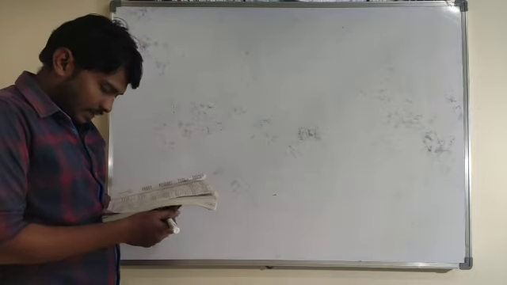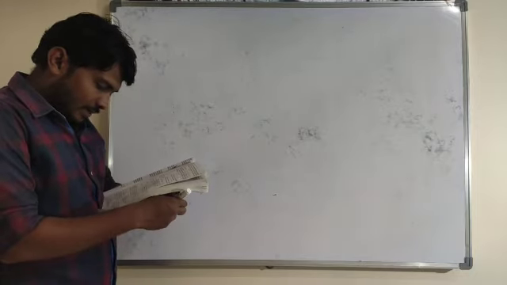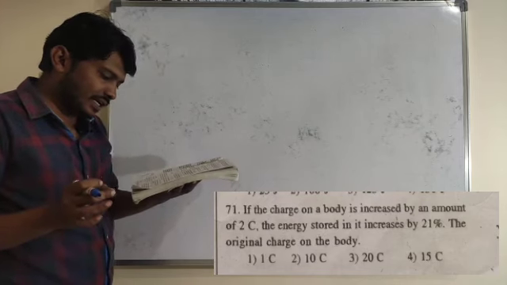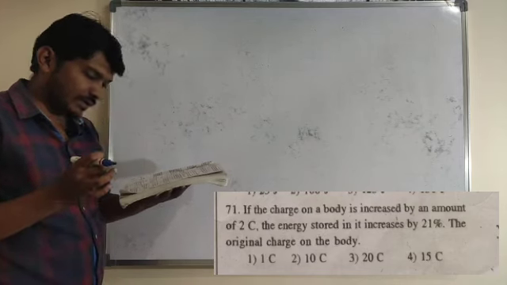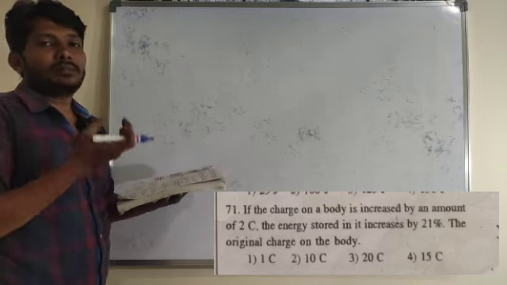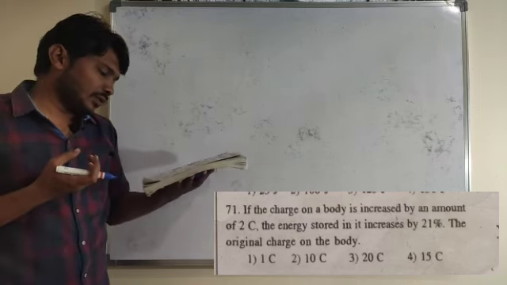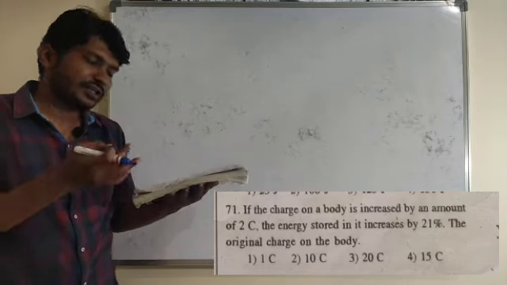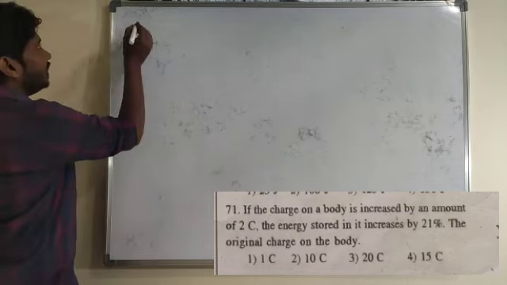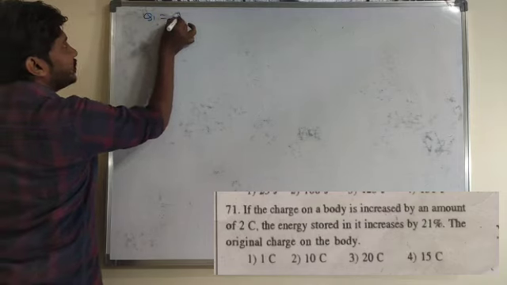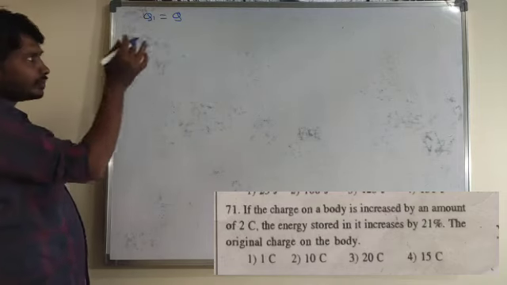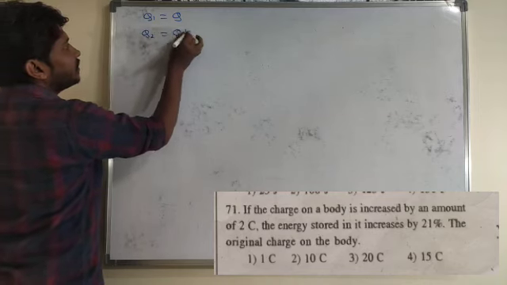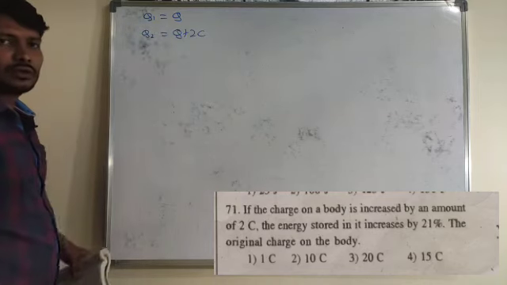Okay, look at the next one. If the charge on a body is increased by an amount of 2 coulomb, so one body is there, and on that body the charge is going to be increased by 2 coulomb, energy stored is increased by 21%, then the original charge on the body is? So let me take the initial or original charge q1 equal to q, and the q2 value is q plus 2 coulomb.